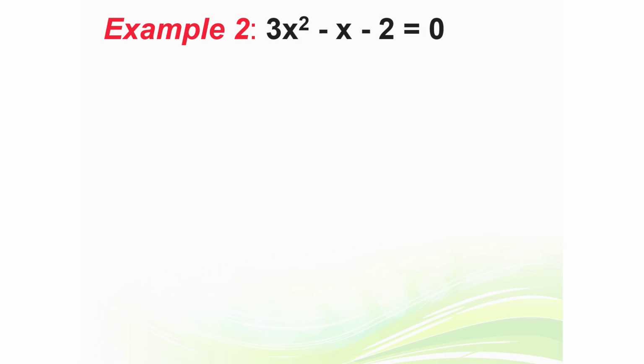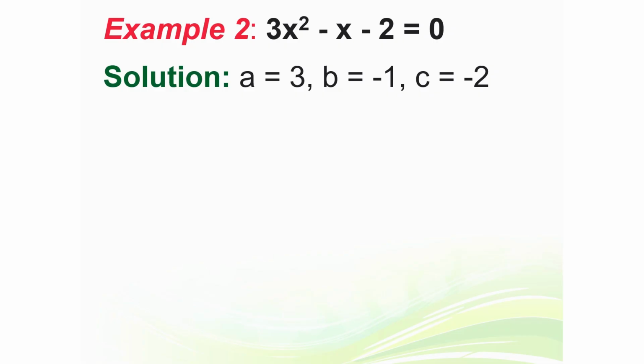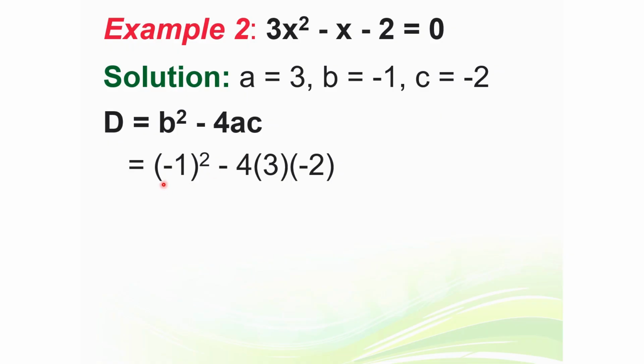Example 2, 3x squared minus x minus 2 equals 0. Again, the equation needs to be in standard form before getting a, b, and c. So, the given is already in standard form. So, a is 3, b is negative 1, and c is negative 2. Compute the discriminant. The value of the discriminant is b squared minus 4ac. Substitute, b is negative 1 squared minus 4 times a, which is 3, times c, which is negative 2.